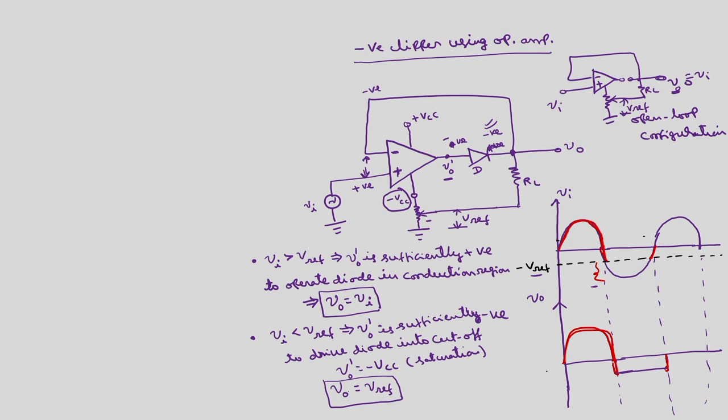This V reference is negative. Again, during this portion it is positive. During this portion the output is the same as the input up to here, and here again this one. So this is the output waveform of the negative clamper. It is going to clamp the negative portion, that is why it is named negative clipper.